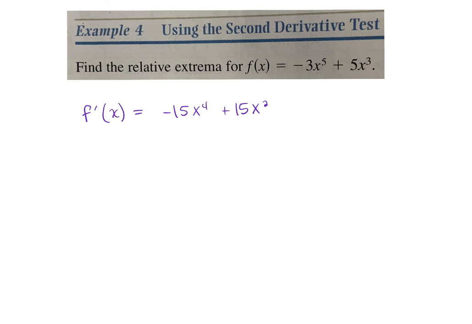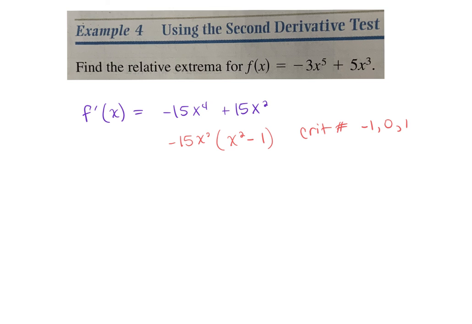Well, to find your critical numbers, set it equal to 0. So we're going to pull out a negative 15x squared. We're going to get an x squared minus 1. Where does this equal 0? Well, my critical numbers will happen at negative 1, 0, and positive 1, right? Negative 15x squared gives me 0. x squared minus 1 gives me positive and negative 1. Those are my critical numbers.